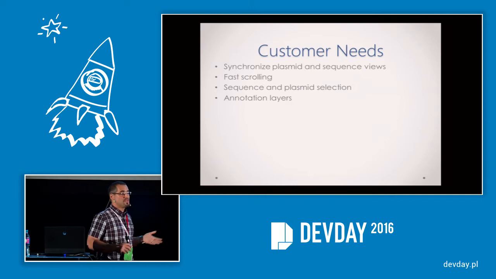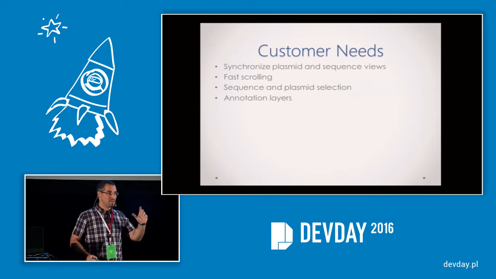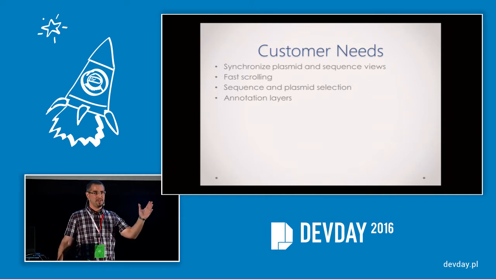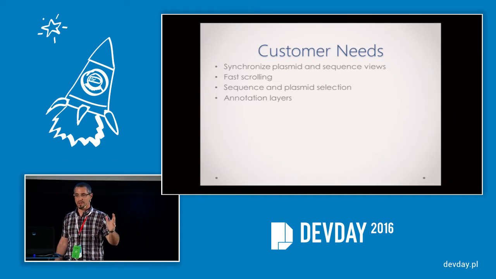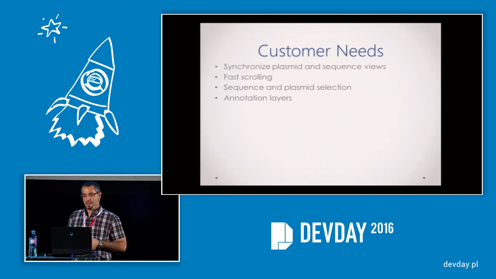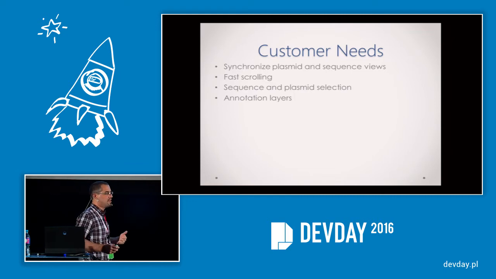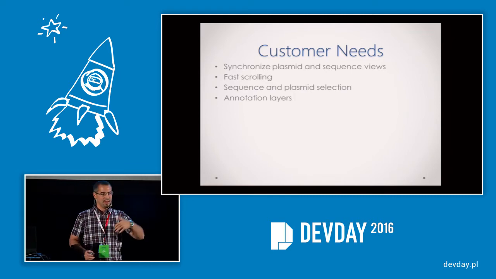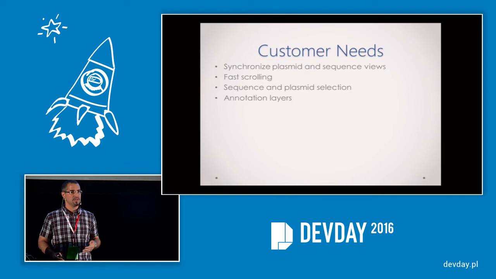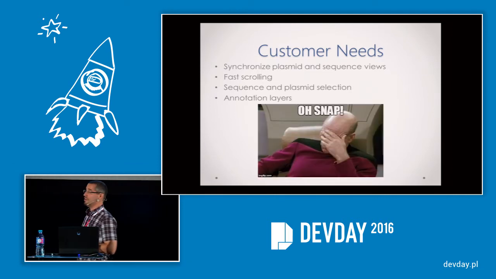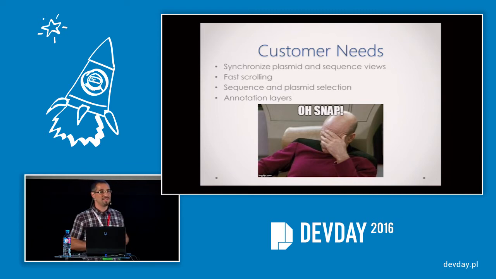They wanted fast scrolling, because you need to scroll. You can't put the entire sequence inside of your web page, so you need to scroll. They wanted to be able to select some parts in the sequence and in the plasmid. And they wanted a lot of annotation layers that at runtime you can create or dispose instantly. Uh-oh. A lot of demands, a lot of requirements.